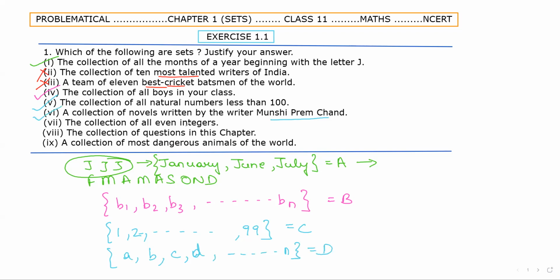A collection of all even integers. Now, when you say all even integers, you mean integers which can be either negative or positive, but which are even in number, multiples of 2. So set of all x such that x is equal to 2n, where n belongs to Z. This is your set 7, the set of all even numbers.